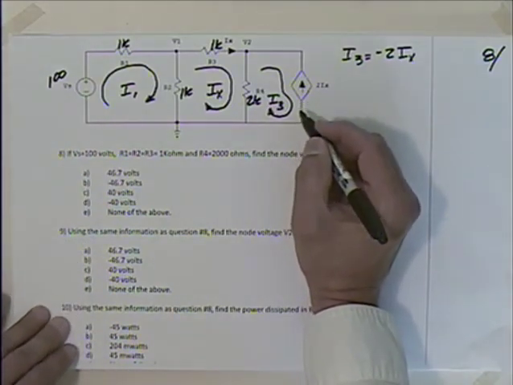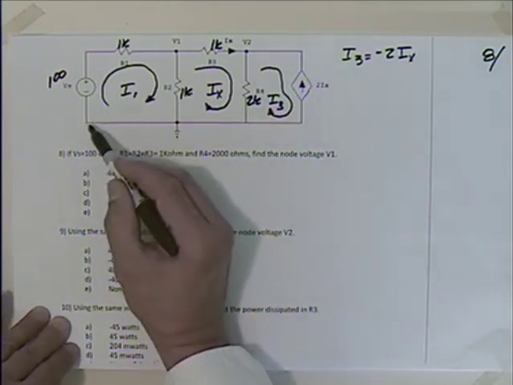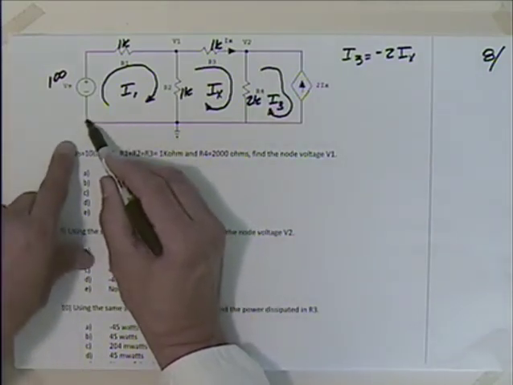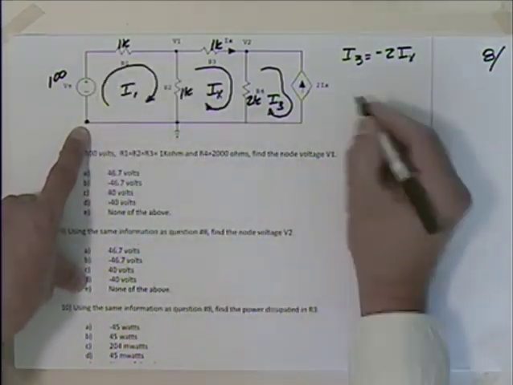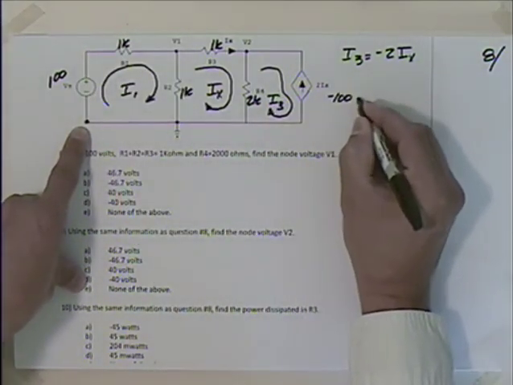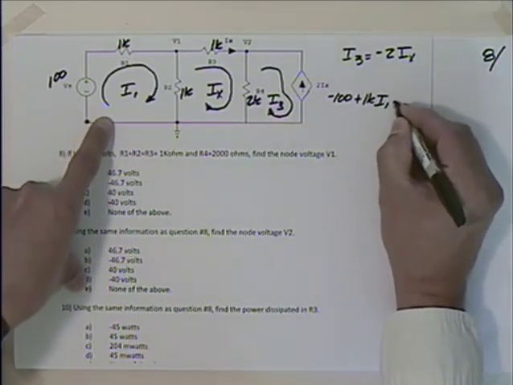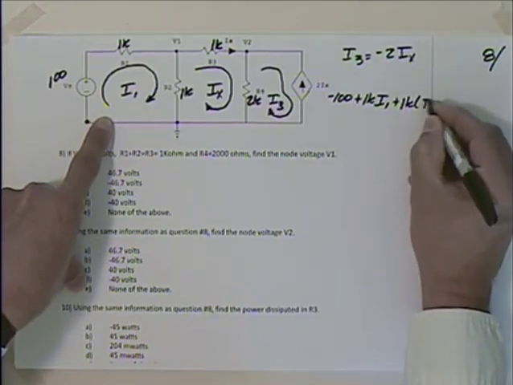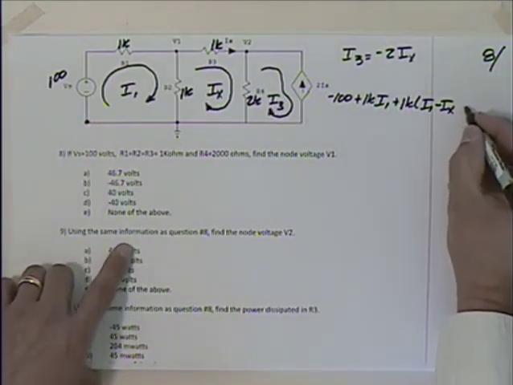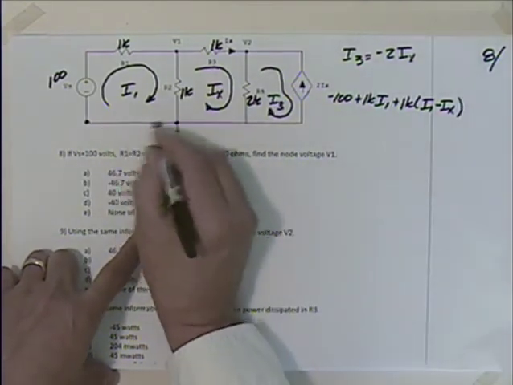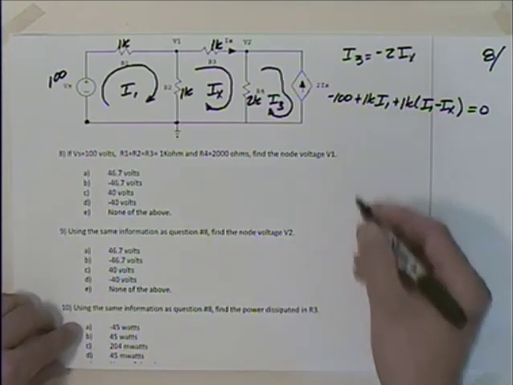Then what are we going to do? Well, I could do a Kirchhoff's law starting here. What's that going to look like? Well, I have a gain of 100, so I'll take minus 100 plus 1K times I1 plus 1K times I1 minus IX. Gets me back to my starting point, gets me back to here, which is the same. So that is 0. So that turns into what? 2K.